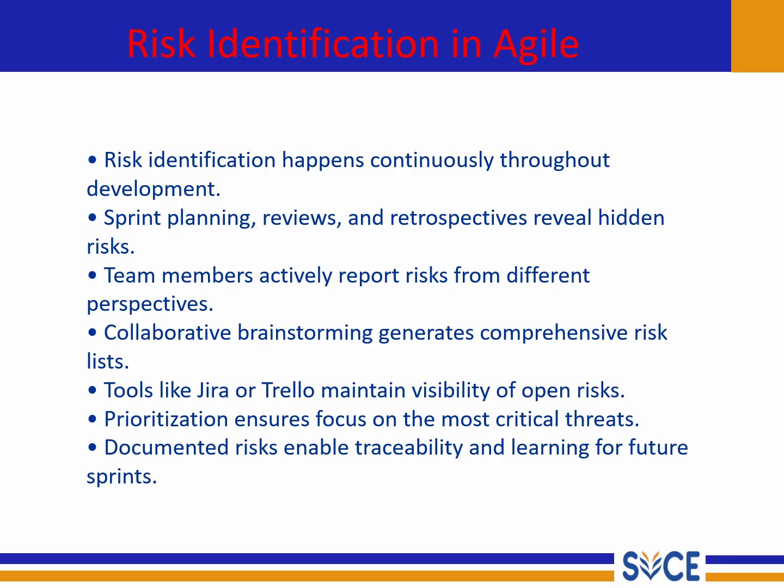Tools like Jira and Trello maintain the visibility of open risks. These tools make it easy to track risks until they are resolved. Prioritization ensures focus on the most critical threats. Teams work first on risks that have the highest impact. Documented risks enable traceability and learning for future sprints. Keeping a record of risks helps avoid repeating the same mistakes.